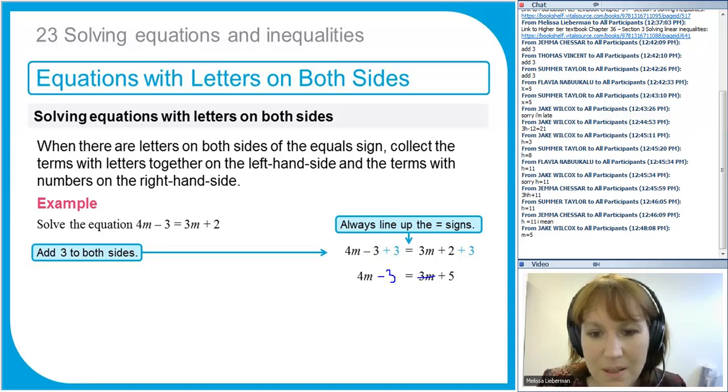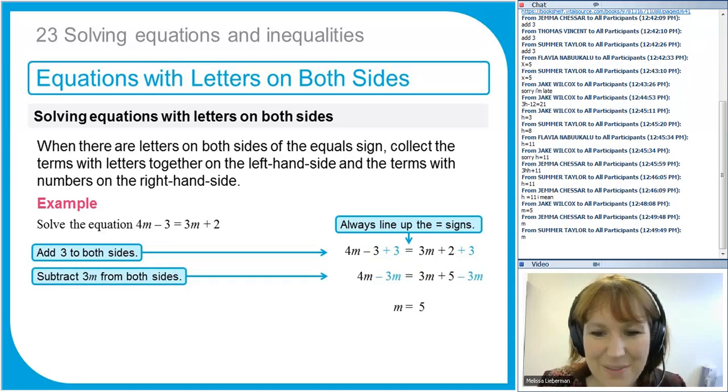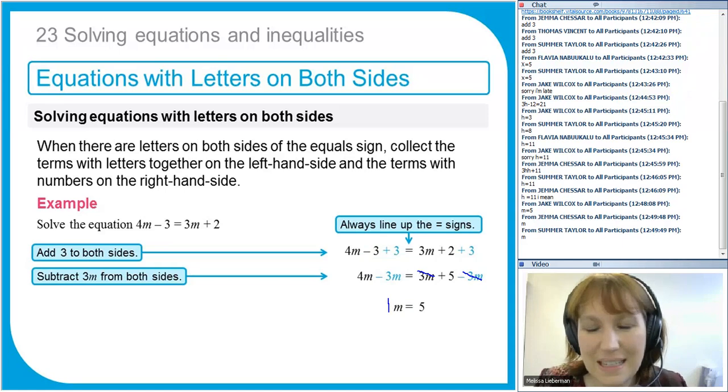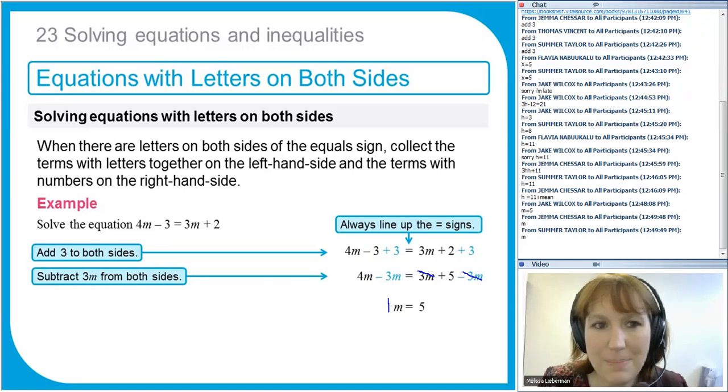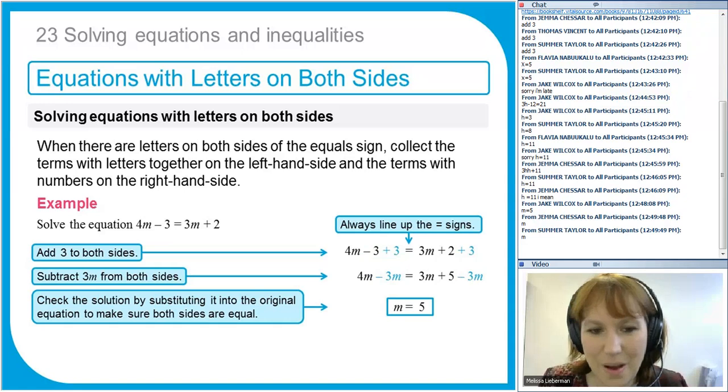What's 4m take away 3m? Someone's put in the answer already. 4m take away 3m is just m. Because remember, we don't write 1 in algebra, so we just write m. It just means 1m. There's a kind of an invisible 1 there. And then these 3m's obviously just cancel out. That's what we wanted. And that leaves me then with 5 at the end. So m equals 5. Who got that? Jake. And Gemma and Sam, I know you're answering my question. 4m take away 3m is just m. Well remembered. We don't need the 1 at the beginning, so m equals 5.